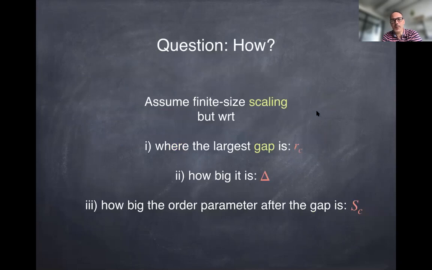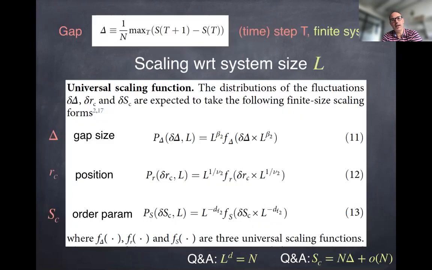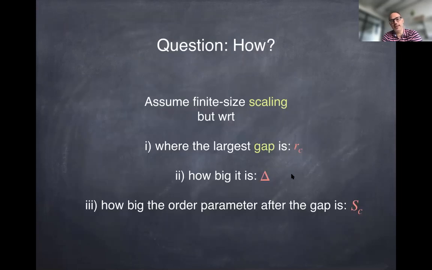But how? So we assume finite size scaling, but with respect to one, the largest gap, where it is, this position RC, the control parameter, and we look at how large this gap is. And we look actually at not the gap in the thermodynamical limit, but the gap as I will show you in the next slide. And the third quantity we look at is how big the order parameter after the gap is, which we call SC.